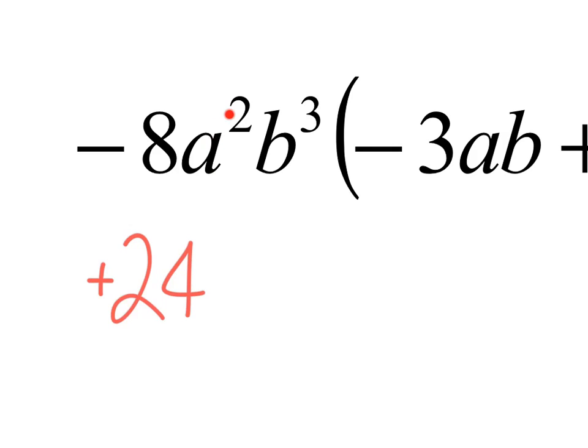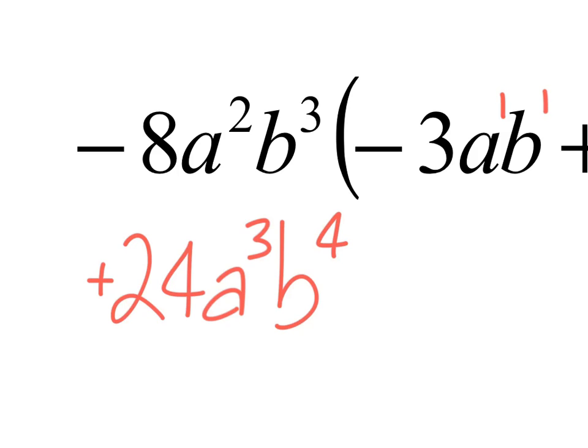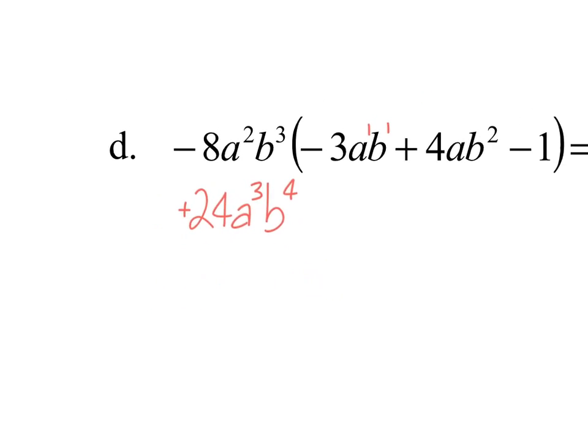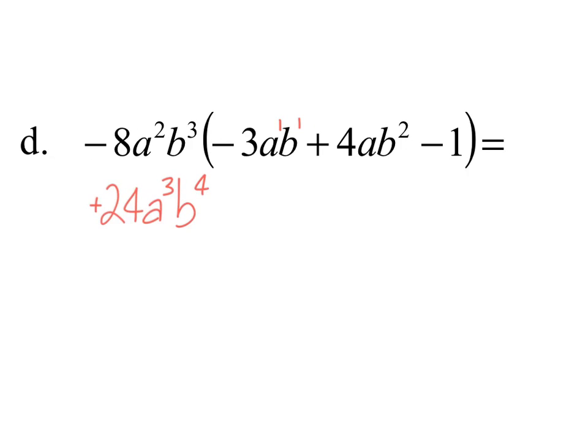So I see we've got a to the second, and then we've got a single a right here, and there's a little invisible 1 right there, but I'm going to make it visible, and I'm going to do the same for this b. And what I know now is that a to the second times a to the first is going to be simply a to the third. Likewise, b to the third times b to the first is going to be b to the fourth. Again, we're going to be adding the exponents when we're multiplying. I know that's a little bit confusing, but that's how we roll.